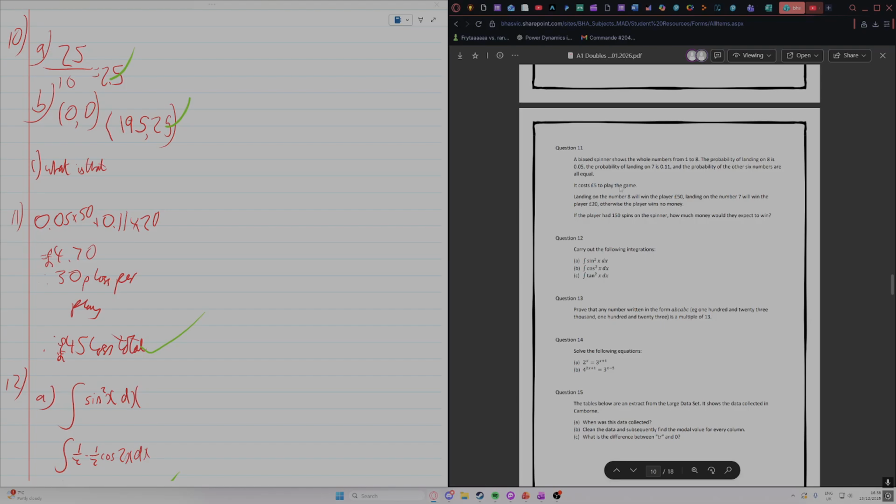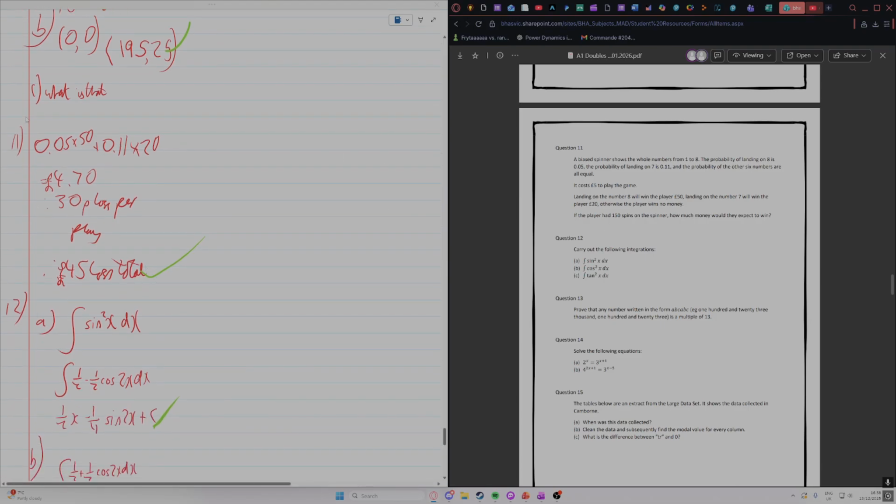And then this question, so you find out how much is lost per play. So you get £50 if you land on an 8, so that's 0.05 times 50, because the probability of an 8 is 0.05. Add that onto 0.01, probability of a 7, times £20, which is what you win when you get a 7, and that's how you get the amount you're going to win on average per turn. Therefore, it's a 30p loss per play. You multiply that by 150, you get your answer.